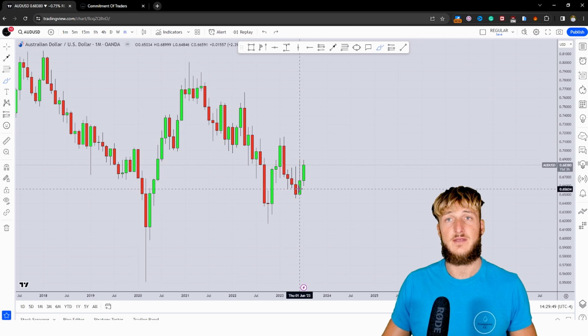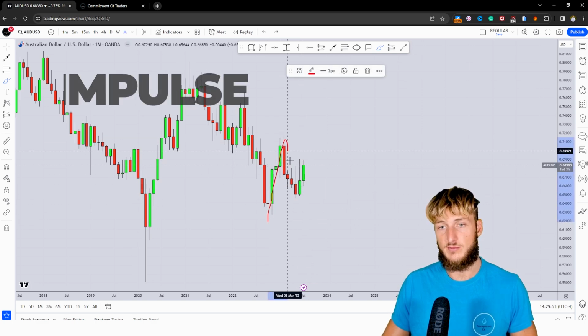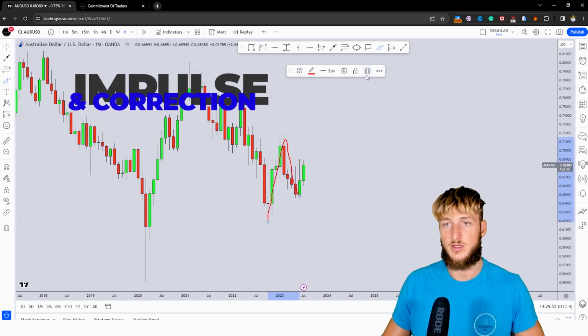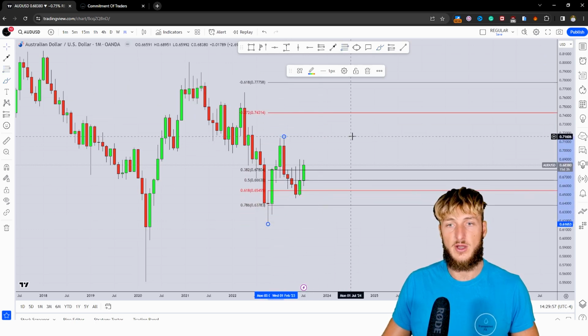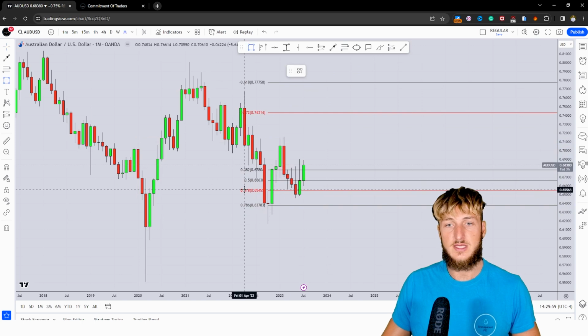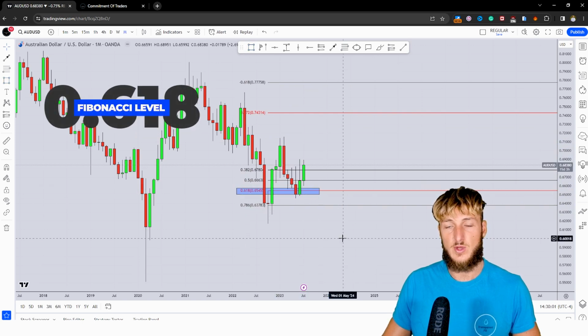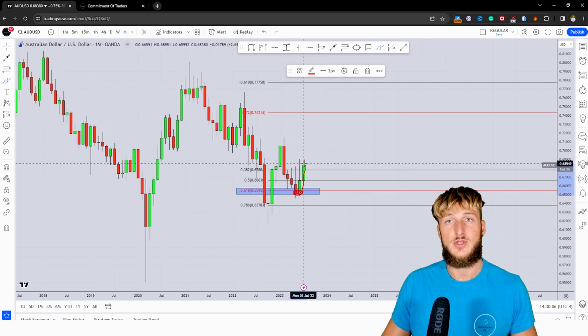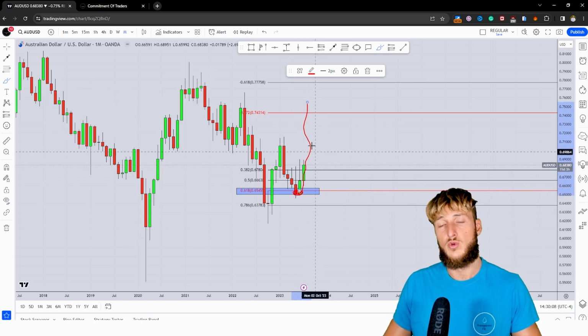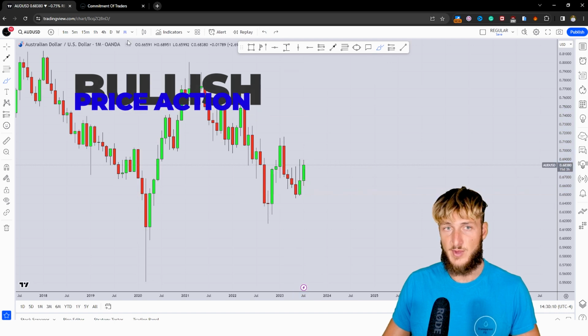We can also notice that from a pattern standpoint, as we have this impulse and correction, if we want to measure the correction, what we have to do is take our Fibonacci from the low to the high of the impulse leg. And if we do that, we can see how we had a perfect 0.618 Fibonacci retracement. The market tested its zone, and at the moment it is rejecting it to the upside, from which more bullish price action could be expected.